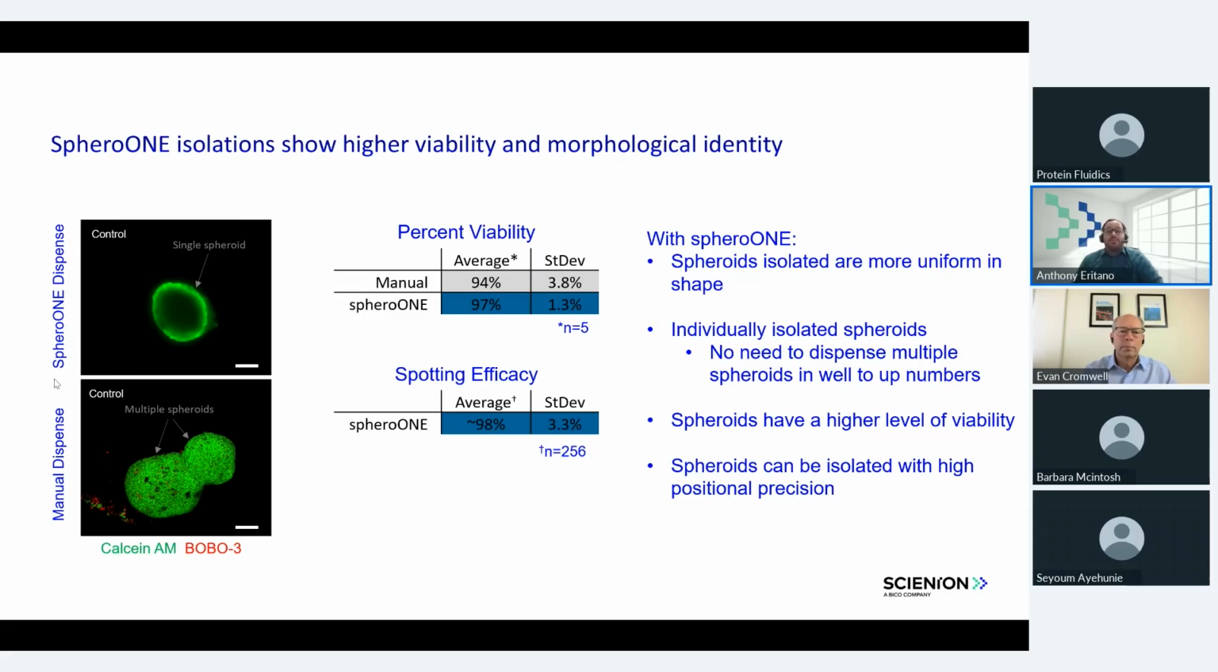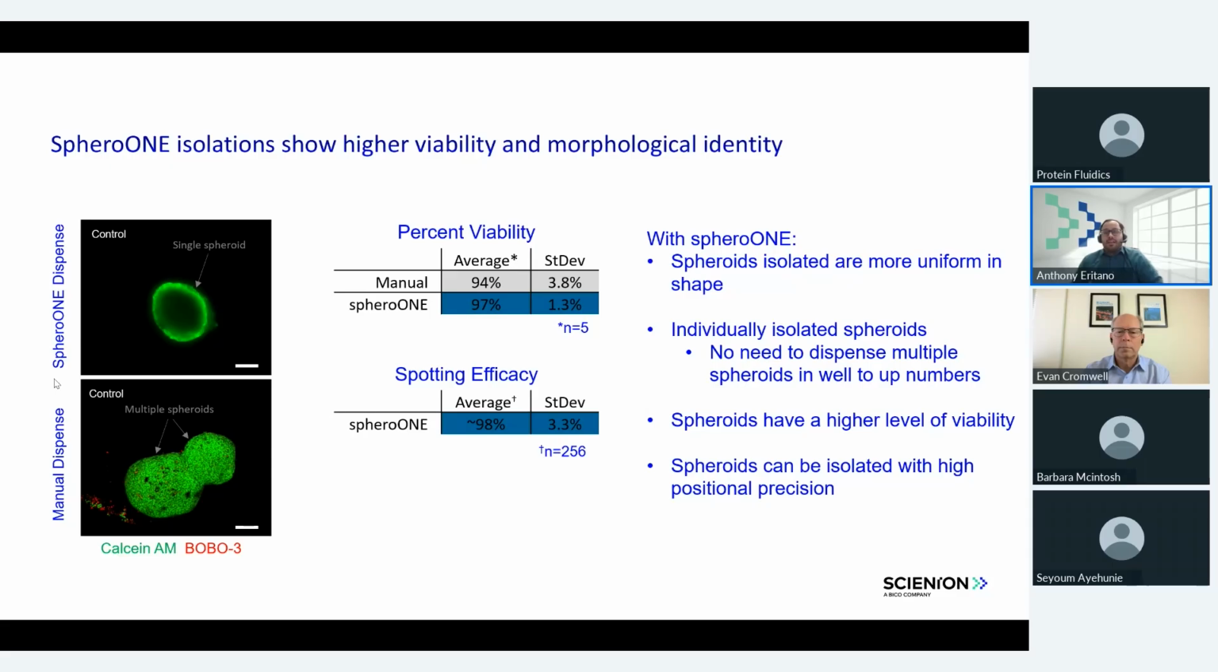So the SPHEROONE compared to manual shows 97% viability compared to manual. And it also shows that for these experiments, we have 98% spotting efficacy, which means where we want that spheroid to go, it got there 98% of the time. So with the SPHEROONE, we can isolate spheroids or organoids that are more uniform in shape.